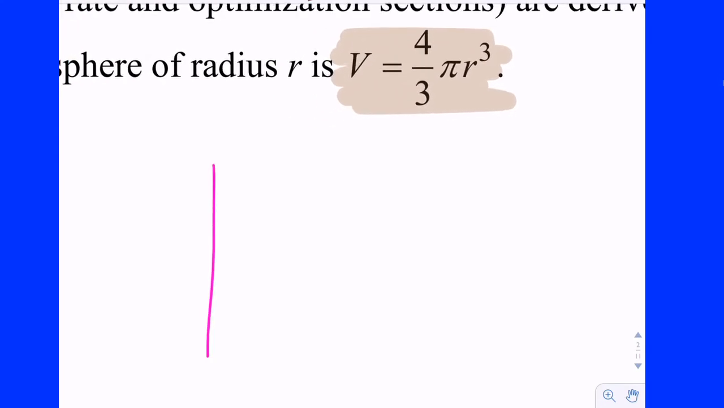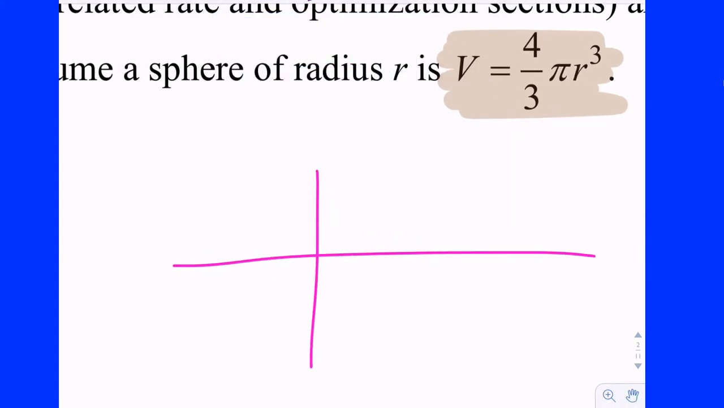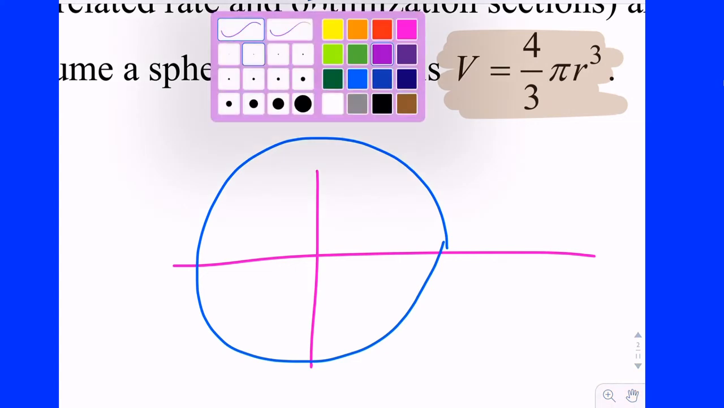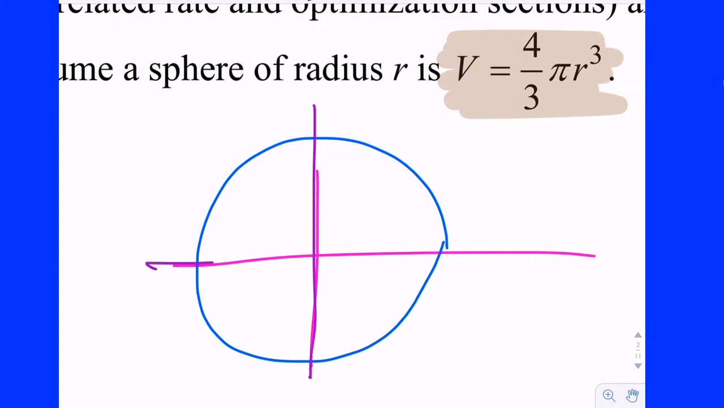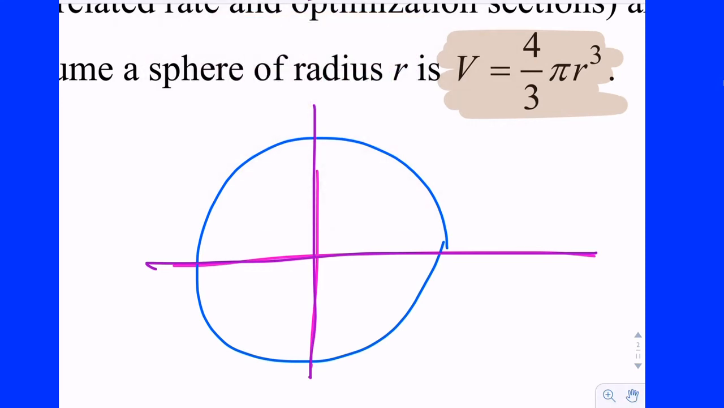Here's how we're going to do it. I'm going to draw a sphere right here, a cross-section of a sphere. It's three-dimensional. See that? Three-dimensional. I slice it right through the middle. The radius of the sphere itself is little r. So we're going to call that little r.